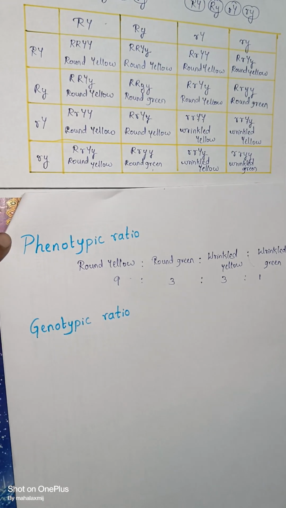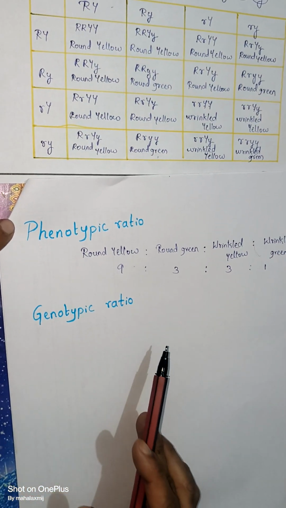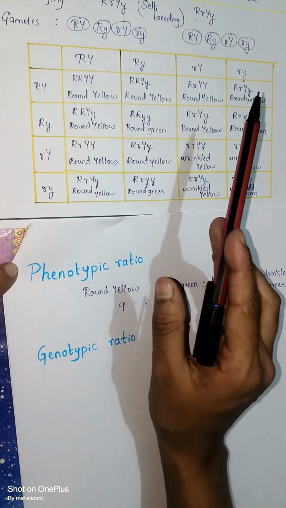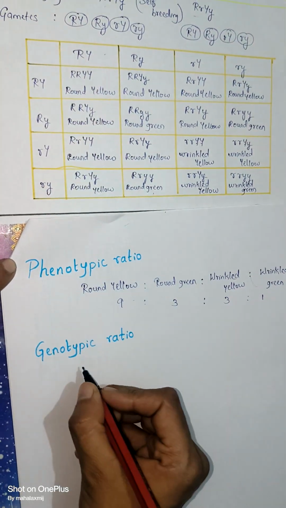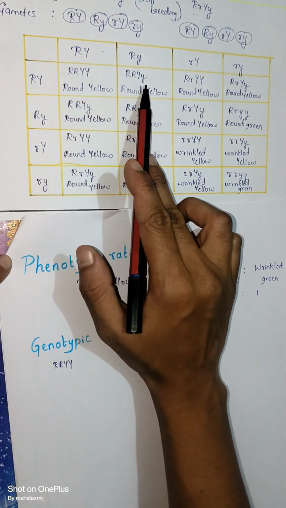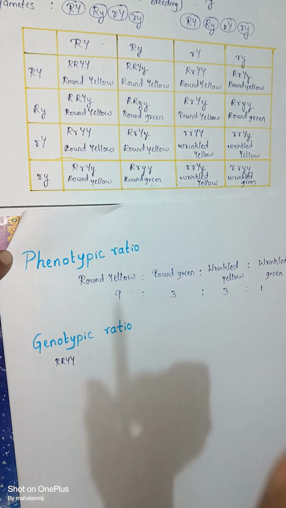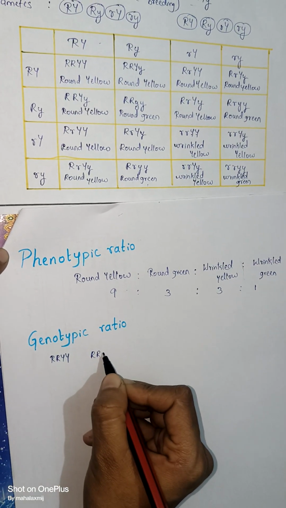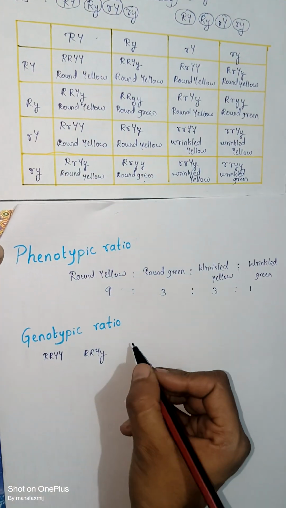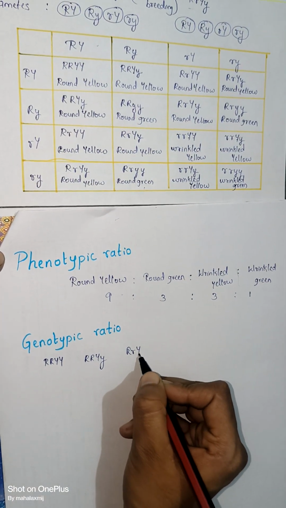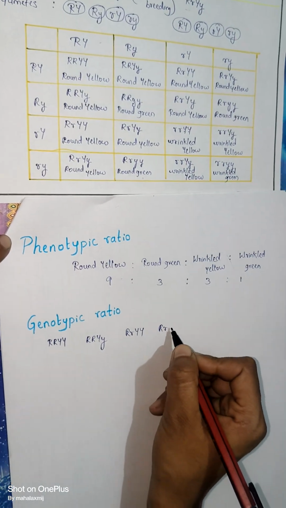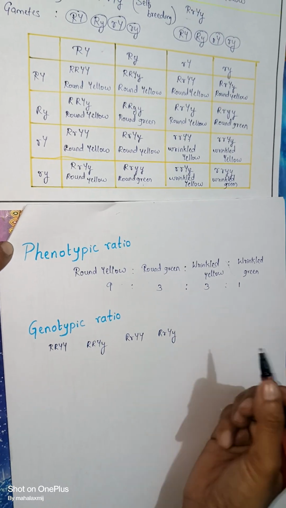Now, the genotypic ratio, what all different types of genes are involved in this. For that you need to observe carefully the capital R's and capital Y's. The first one is capital R, capital R, capital Y, capital Y. The second one is different because here it is small y: capital R, capital R, capital Y, small y. Third one is again different because it is capital R, small r, capital Y, capital Y. Fourth is again different, capital R, small r, capital Y, small y.